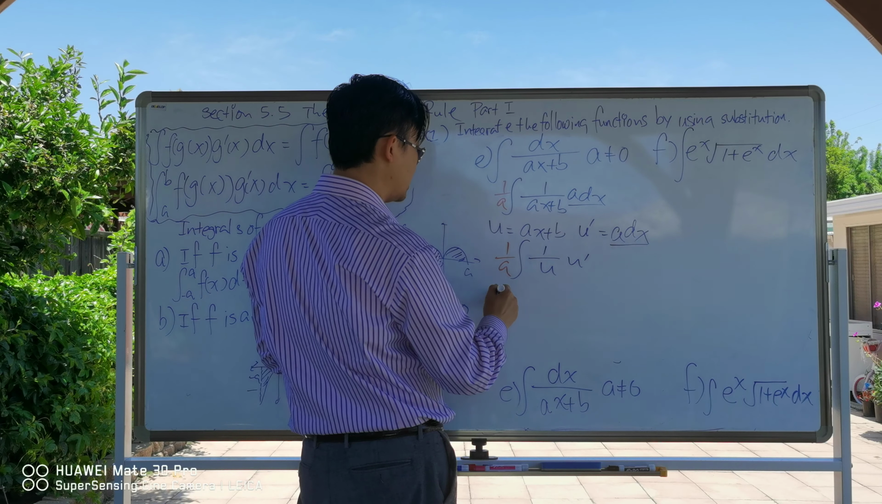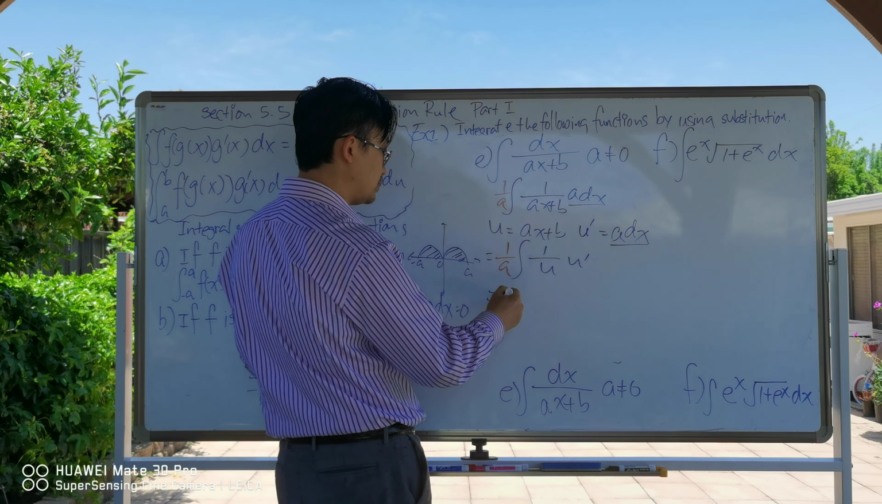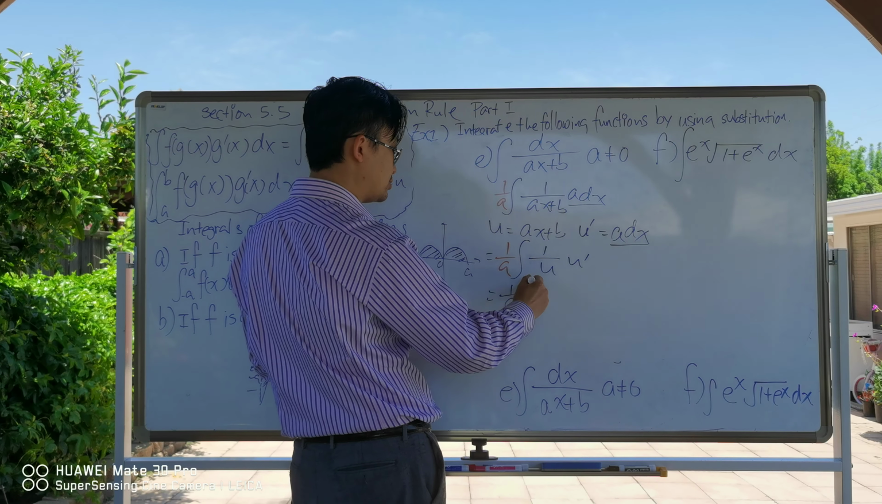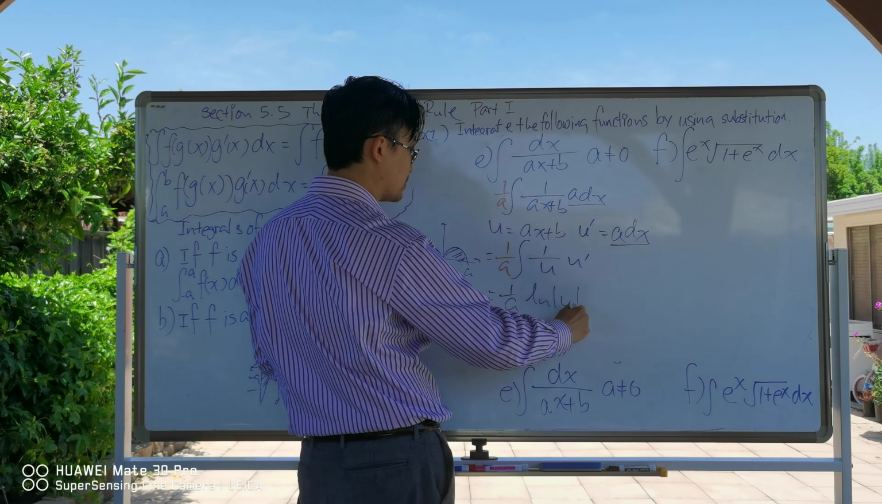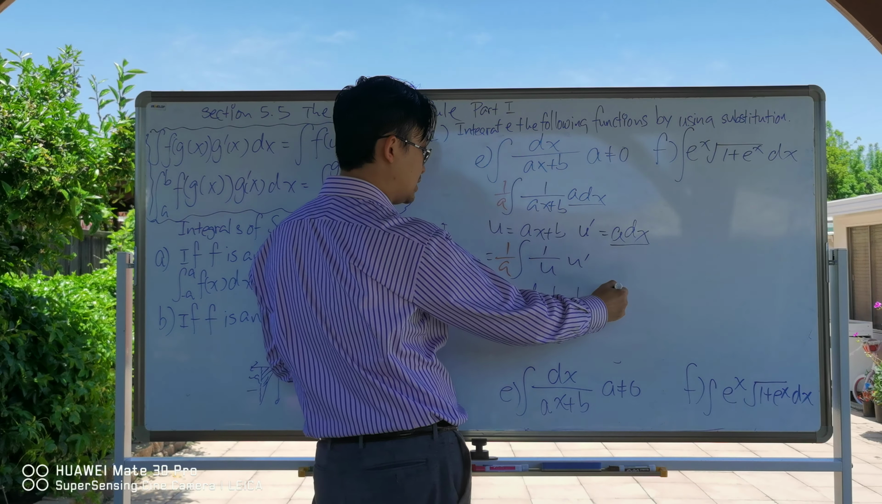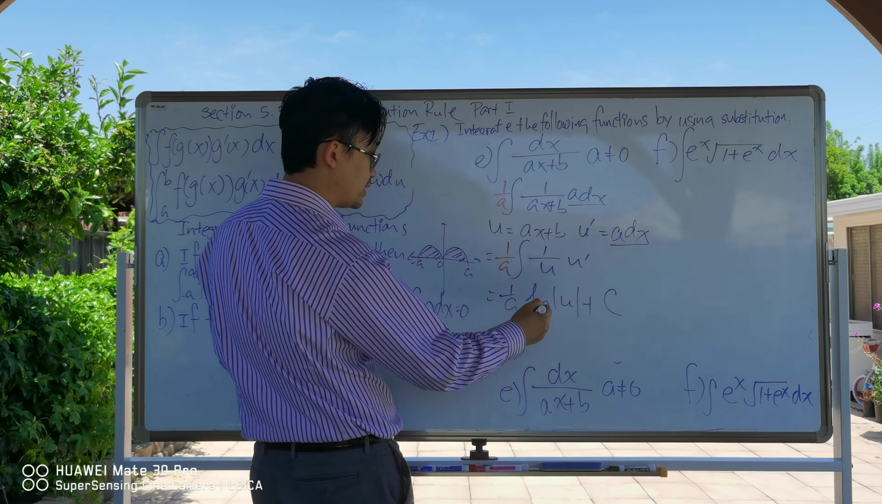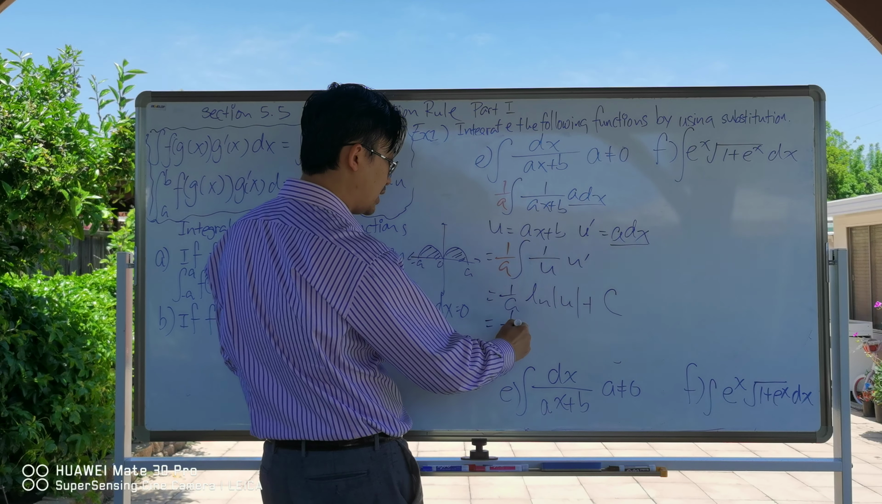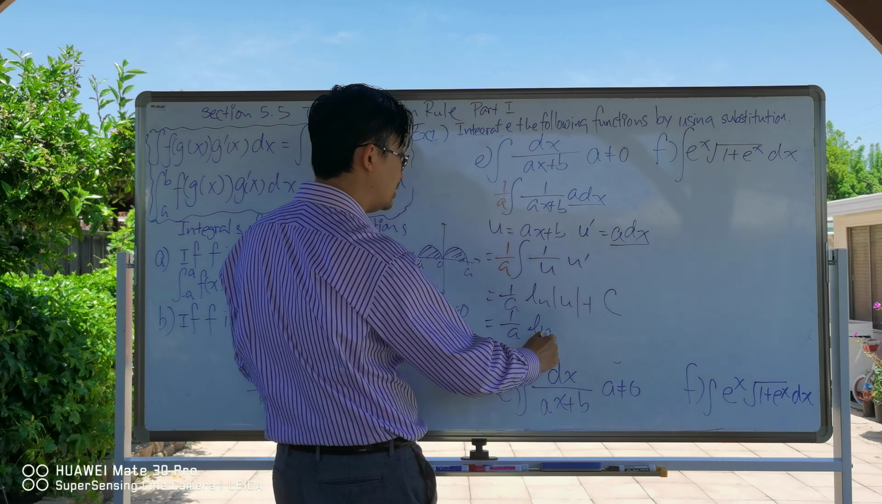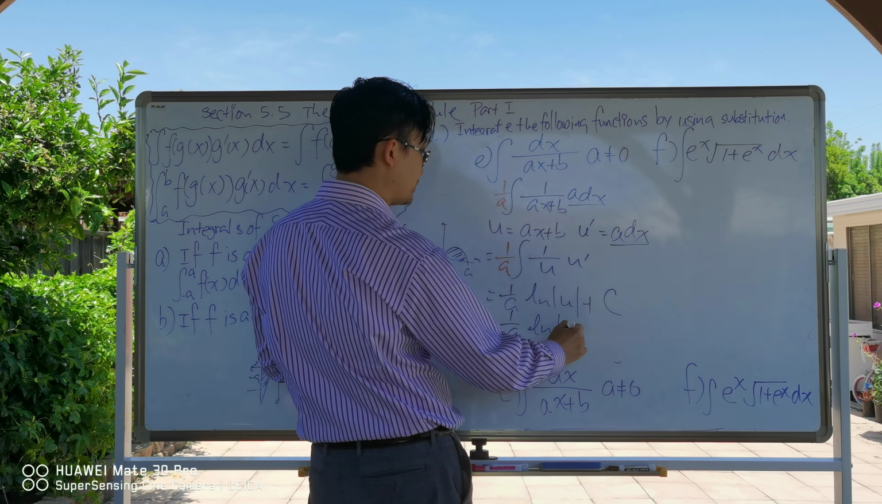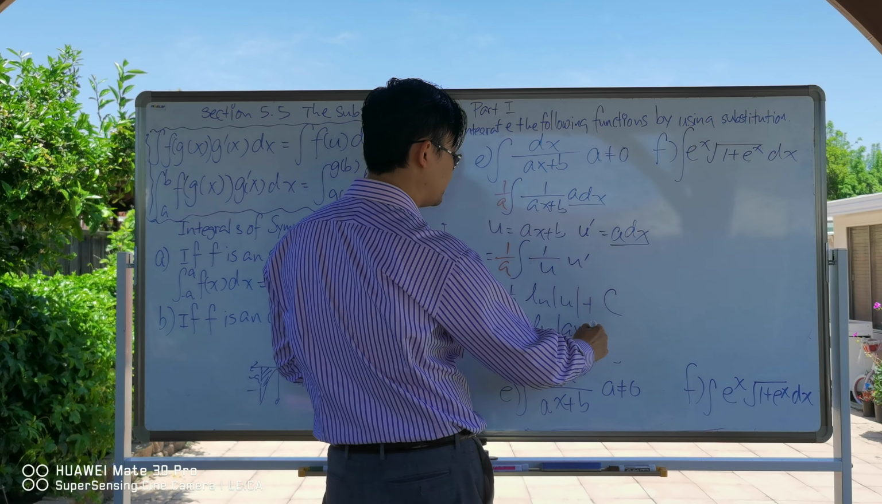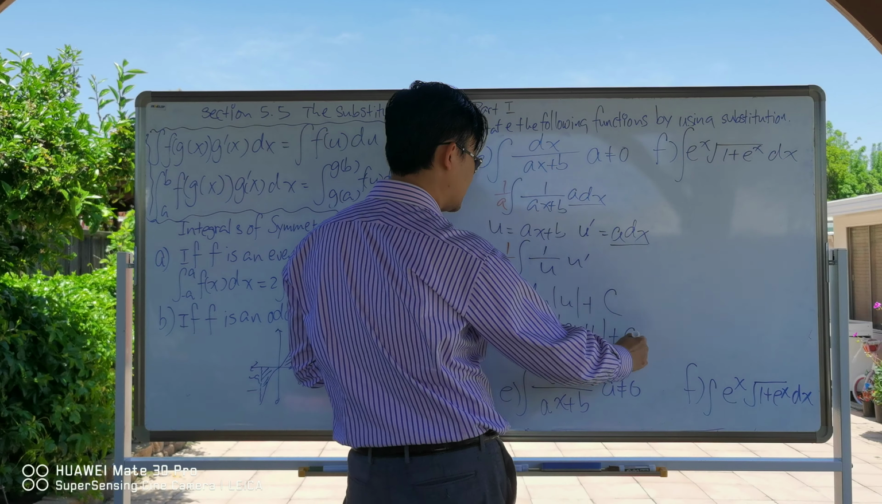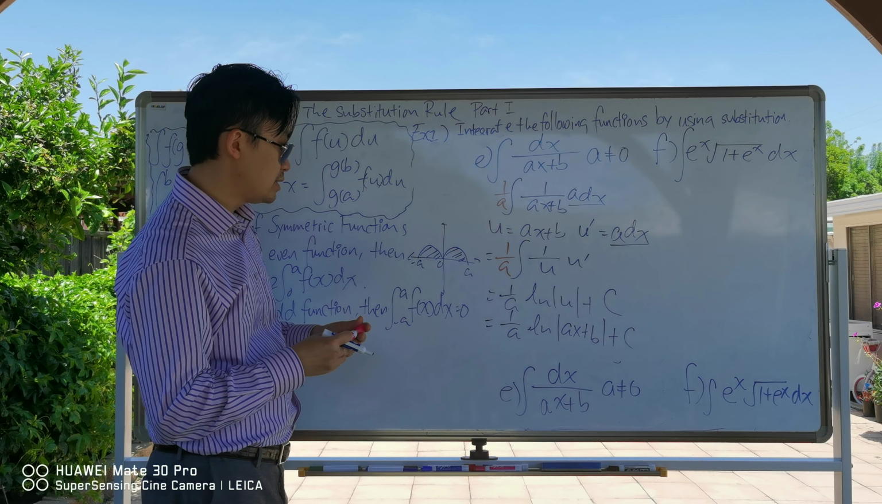You guys do remember the integral of 1 over u? That's right, it's the natural log of the absolute value of u, and then plus constant c at the end. Don't forget to unsubstitute, so we got 1 over a times the natural log of the absolute value of ax plus b, plus constant c.